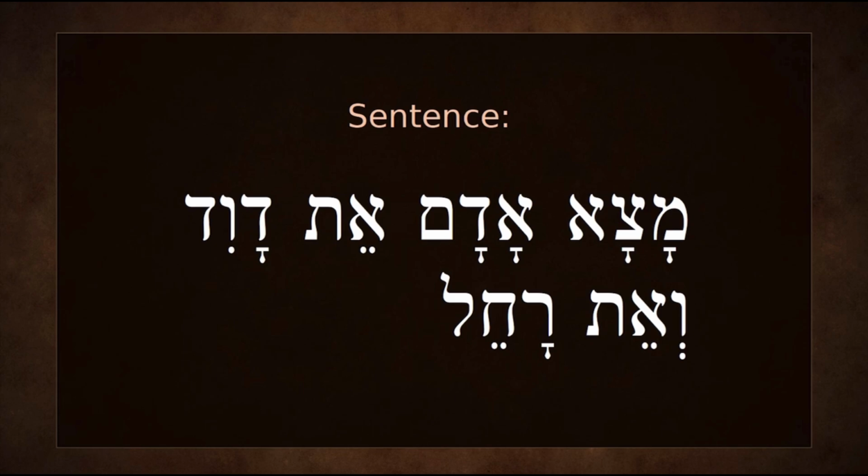This is our longest sentence yet, so let's break it down one word at a time before we try to put it all together. The first word is matzah, which is the verb that means found. Our next word is Adam, which is the name Adam. Next, we have et. So that means that the word after et is the object of the sentence. Next is the object of the sentence, David, which is the name David.